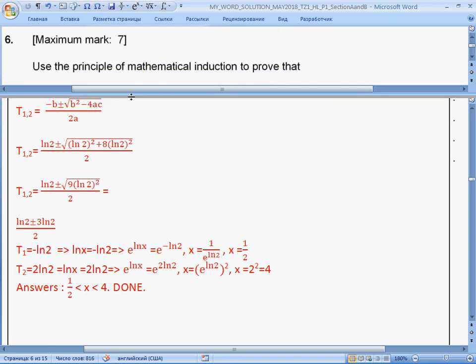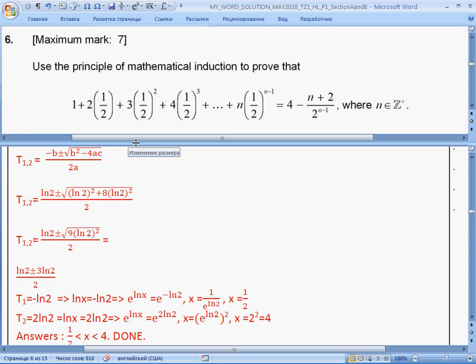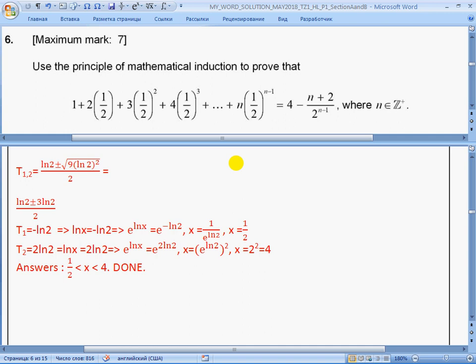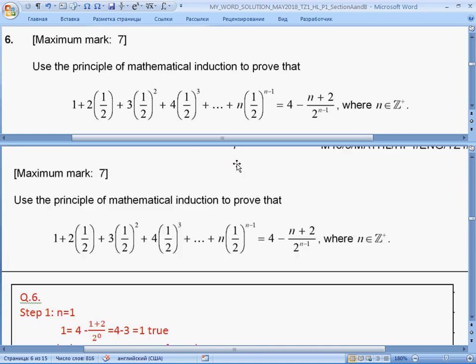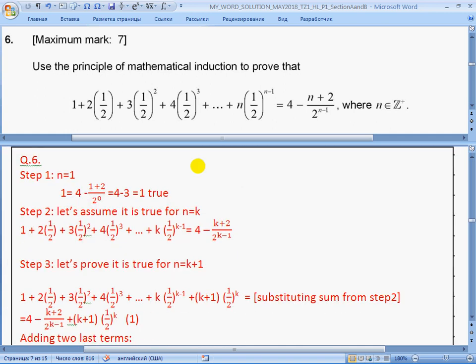Question 6, very easy question. We should prove that this sum equals this expression using mathematical induction. So step 1, we check that it is true for n equals 1. When n equals 1, there is only one term, 1. And here we get 3 over 1, 4 minus 3, so 1 equals 1, so it is true.